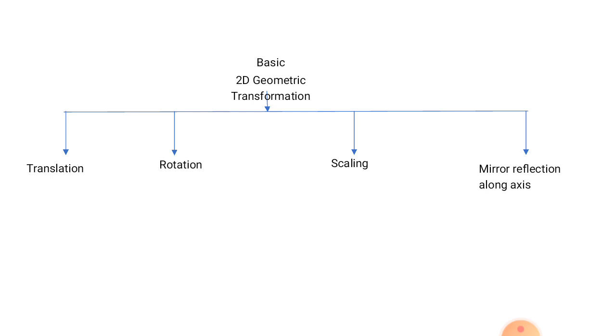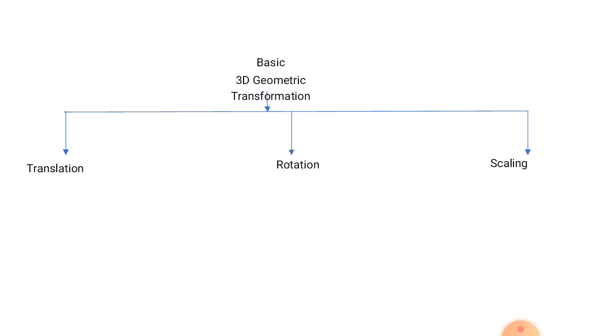Here we are going to see the 2D geometric transformation, which is classified into 4 types: translation, rotation, scaling, and mirror reflection along an axis. That is two-dimensional transformation, where the transformation is restricted to 2D space. In three-dimensional transformation, the transformation is restricted to 3D space, which is termed 3D transformation. In 3D transformation, we have translation, rotation and scaling.